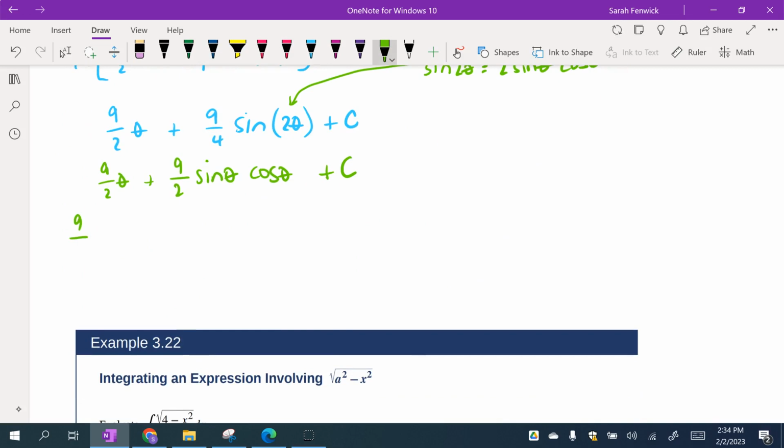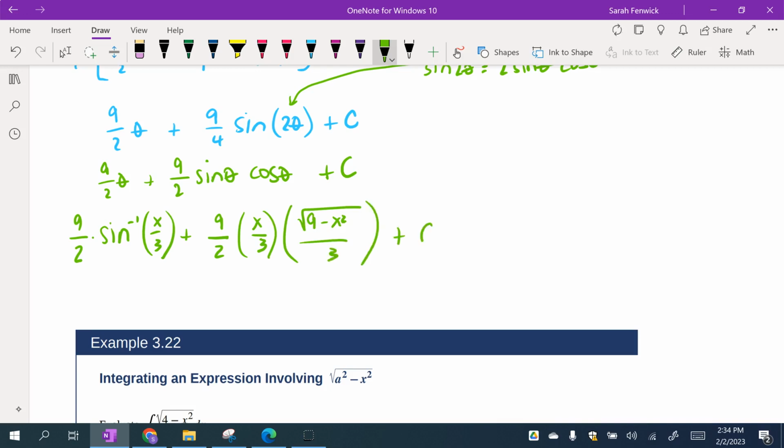So we have 9/2 times sine inverse of x over 3 plus 9/2 times sine theta, which is x over 3, cosine theta, which is the square root of 9 minus x squared over 3, plus c. If we simplify a little bit, 9/2 inverse sine of x over 3 plus, 3, 3, and 9 can cancel, so we have x square root of 9 minus x squared over 2 plus c.